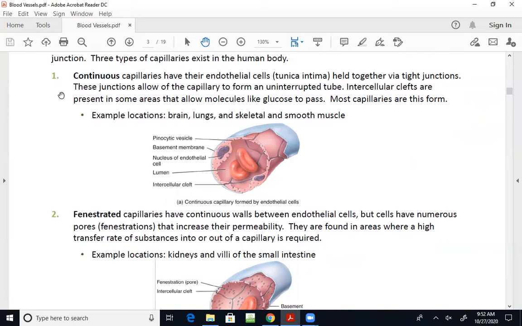The three types of capillaries that exist in the body include the first type, continuous, the second type, fenestrated, and then at the bottom are the sinusoids. Of the three, the most common type is continuous. I would highlight that phrase or sentence. This is what you find in the majority of your body. Places like our brain, lungs, and skeletal and smooth muscles are going to have lots of continuous capillaries.